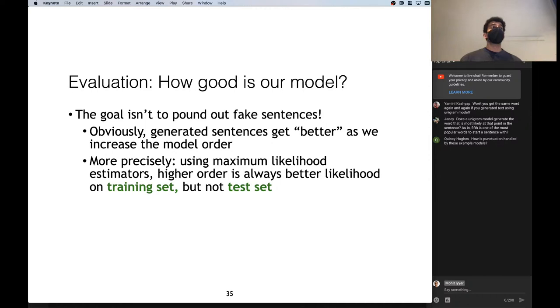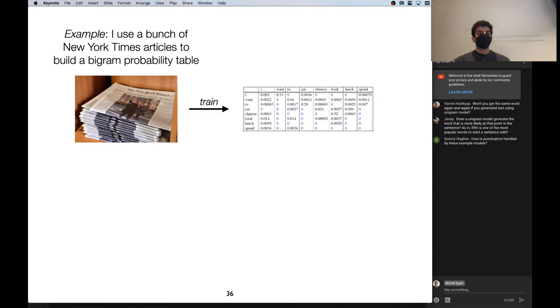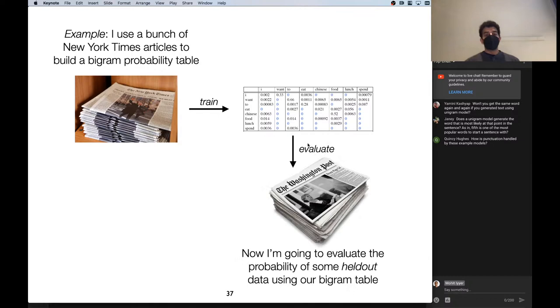So let's look at a concrete example. I use a bunch of New York Times articles to estimate my bigram conditional probabilities using this table, right? We just count and divide. So I take these articles, I get my bigram table, and now I'm going to evaluate them using some held out data, some test data that comes from a different set of articles. So here, they come from the Washington Post. So the model has not been estimated on this Washington Post data set, right?